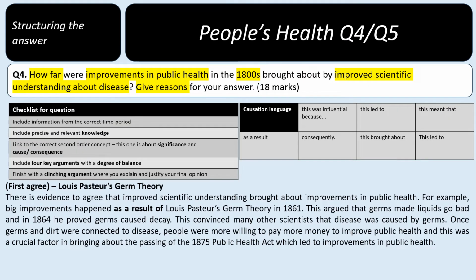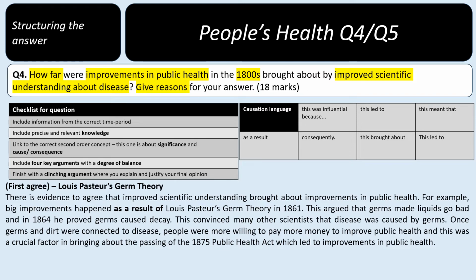Okay, we're just going to have a look at an example paragraph down here. Now, checklist for the question: include information from the correct time period, precise and relevant knowledge, link to the correct second order concepts. So this one is about significance and cause and consequence. Include 4 key arguments to the degree of balance, and finish with a clinching argument where you explain and justify your final opinion. There's some good ideas there about causation language as well, and if you can try and bring in some of those phrases, that would be really helpful.